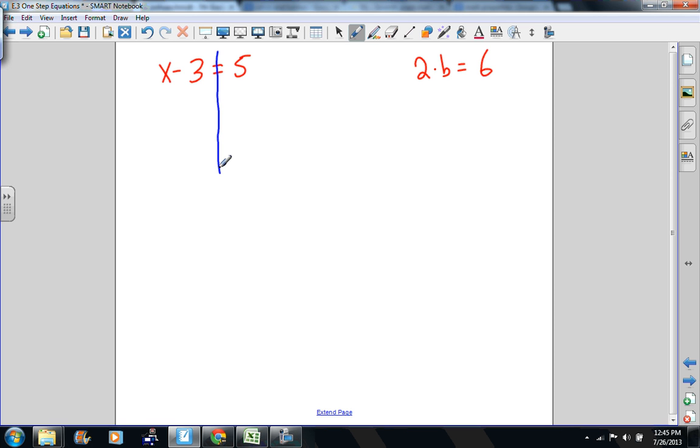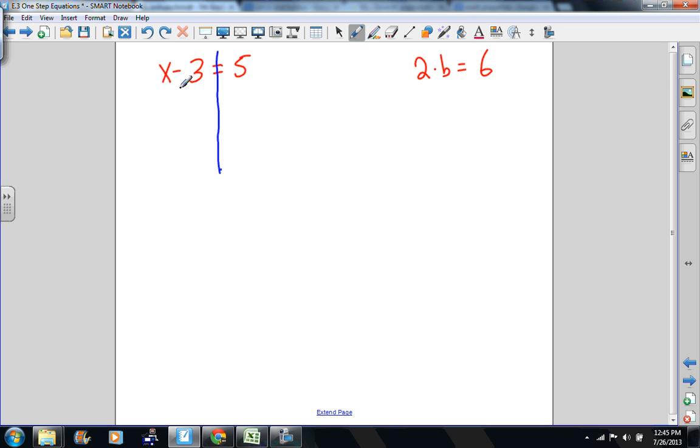Think of that as a scale, where anything on this side of the scale and this side of the scale have to remain balanced. So if we add in some numbers here, we have to add in the same amount of numbers over here to keep it balanced, okay? So we can get this to go away. So we are always trying to get x equals something.